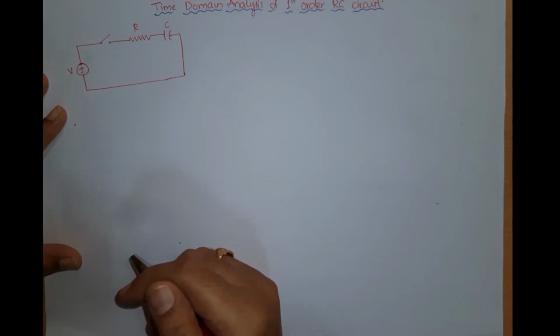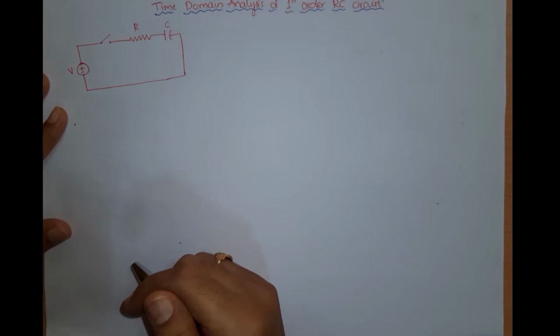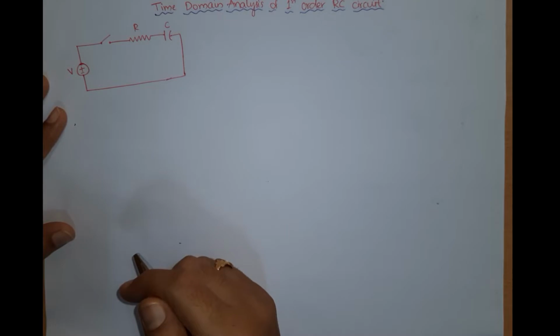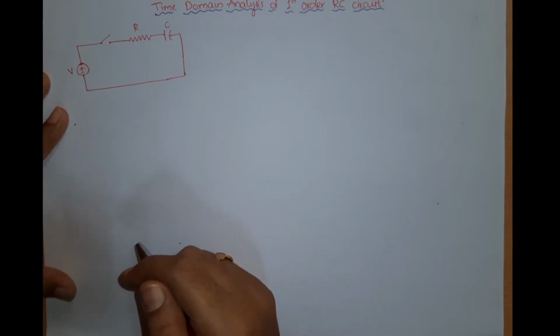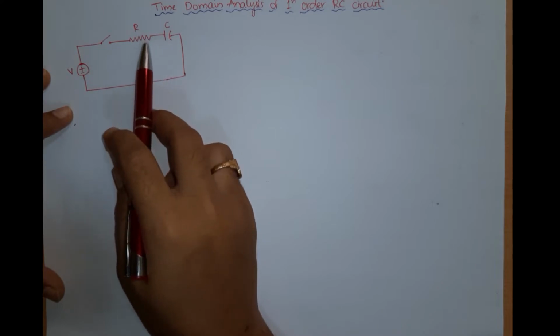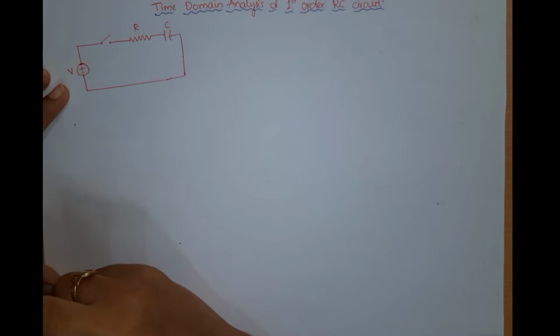Hello everyone. In this lecture, let us see the time domain analysis of a first order RC circuit, that is, how an RC circuit responds when it changes from one steady state to some other steady state with respect to time. So I have taken a simple RC circuit, with R and C in series, with the energy supply source V volts.